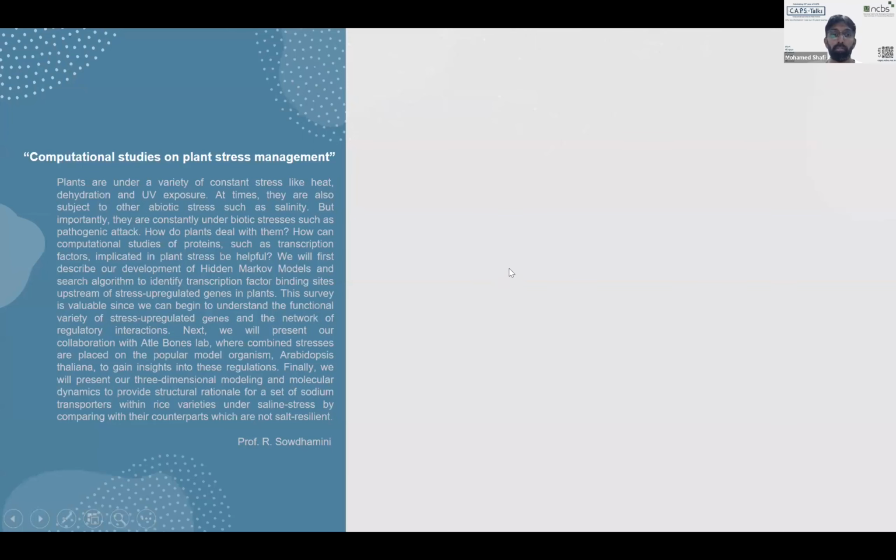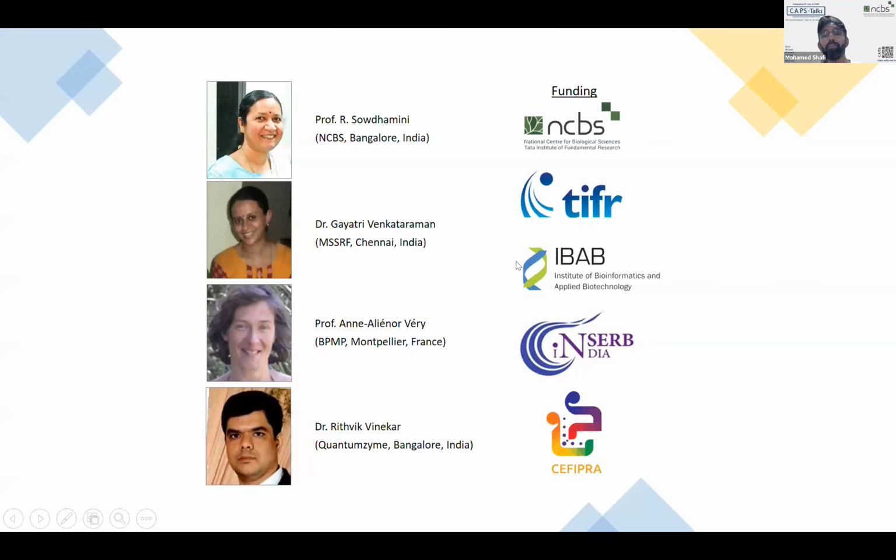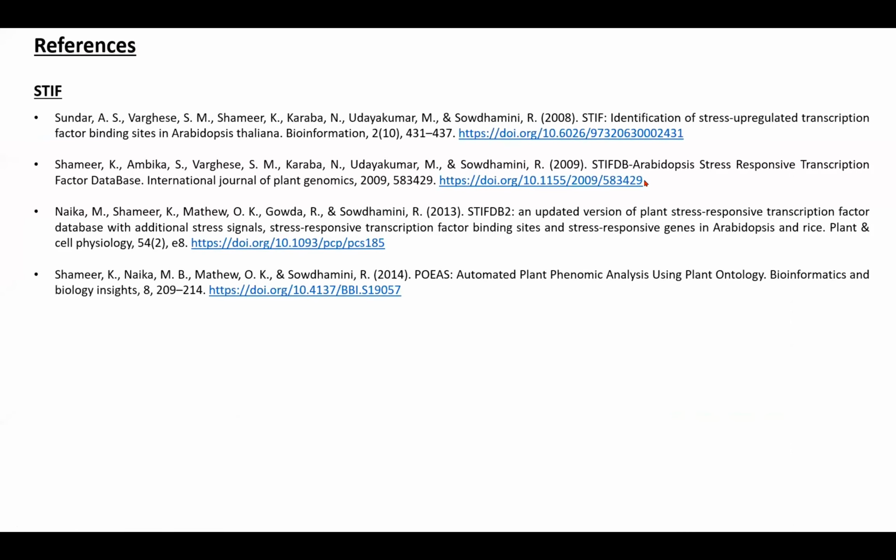Okay, so for today's talk, we have covered 3 topics, and I would request Vikas to share relevant publications for today's talk. Vikas, please. So the first one is about the STIP algorithm, from Sundar et al. The next 2 are related to the databases developed using the STIP algorithm, STIPDB and STIPDB2. The last one is related to another server called POEAS for plant genomic analysis and enrichment analysis.